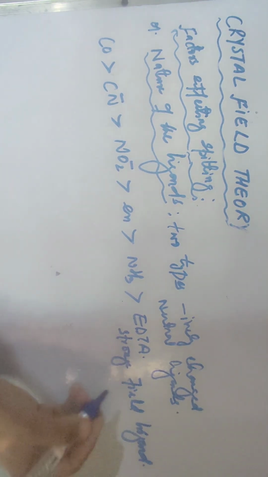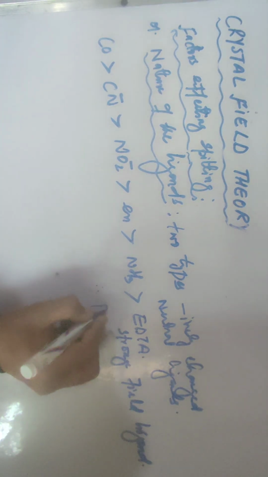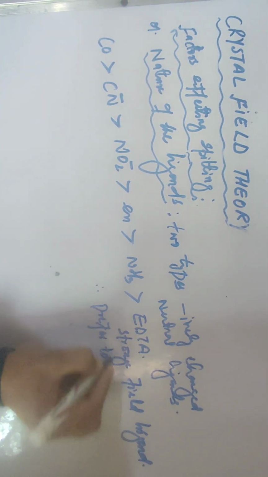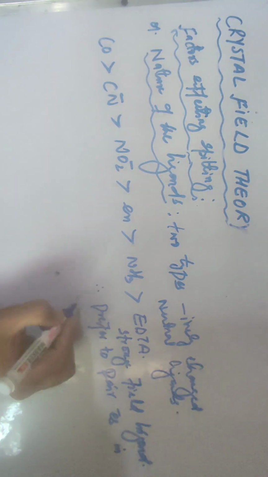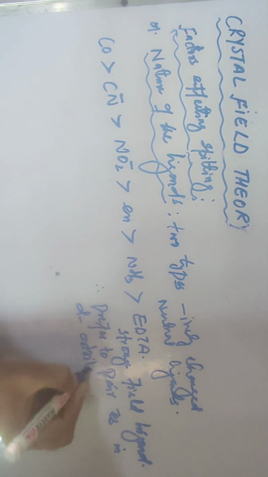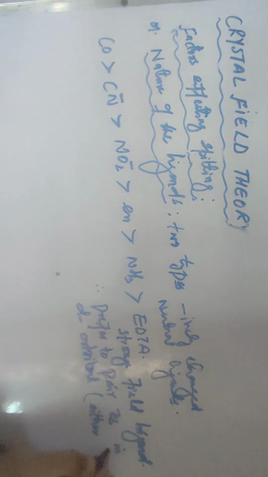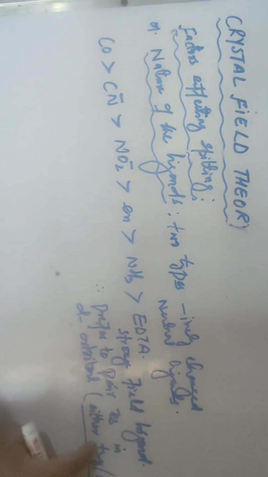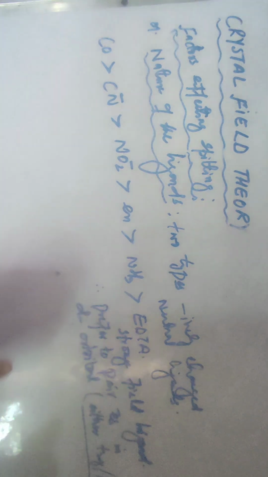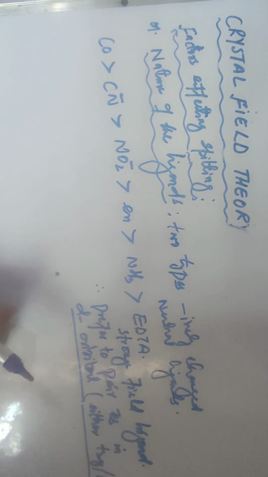So when they produce strong splitting, they will prefer to pair the electrons. That means they will prefer to pair electrons in d orbitals, either in the t2g set or the eg set. In case of octahedral it will be t2g, but in case of tetrahedral it will be the eg set. So because of this there will be pairing of these electrons in the presence of strong ligands.